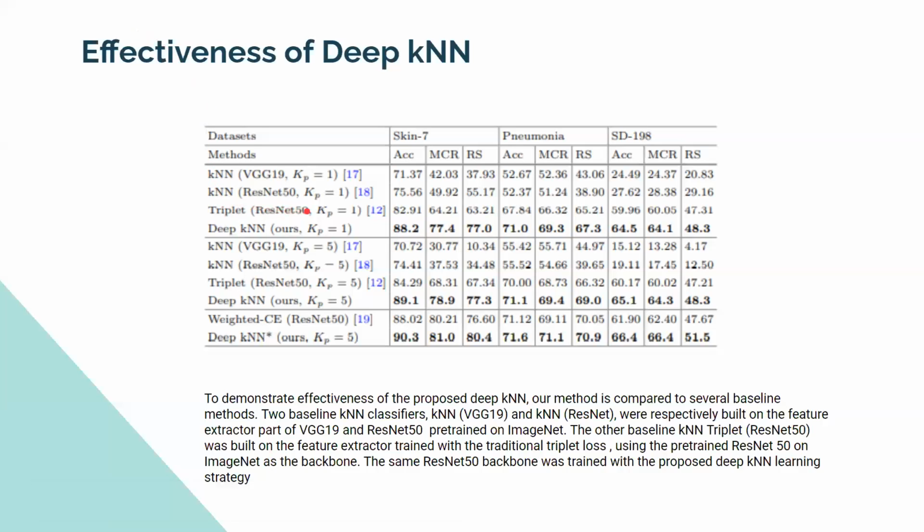Then the other, Bayesian kernel triplet, was built on a feature extractor trained with traditional triplet loss and using a pretrained ResNet-50 on the ImageNet dataset. So ImageNet is used as a backbone here, and on the ResNet-50, which was built on a feature extractor with traditional triplet loss, the same ResNet-50 was trained with the proposed deep kNN strategy. And the fourth thing, the same ResNet-50 has been trained.